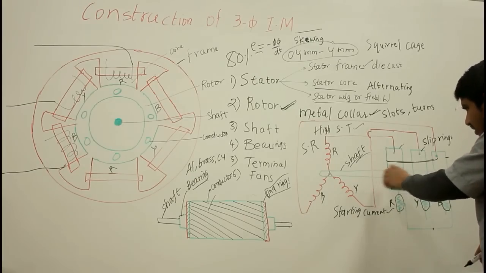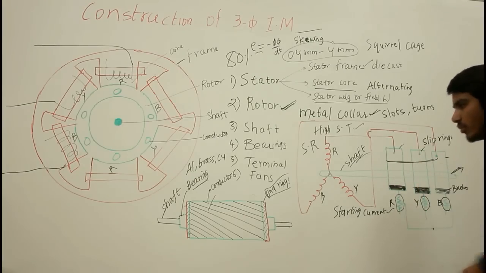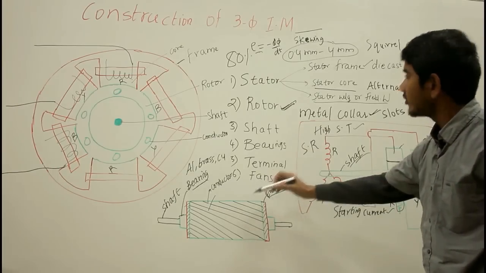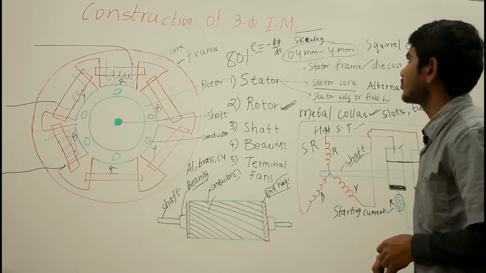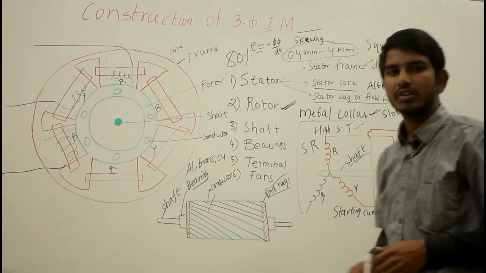But using these slip rings and brushes makes it a little more complicated than your squirrel cage type of induction motor. So this is all about the concept of your 3-phase induction motor. I hope you have understood well.